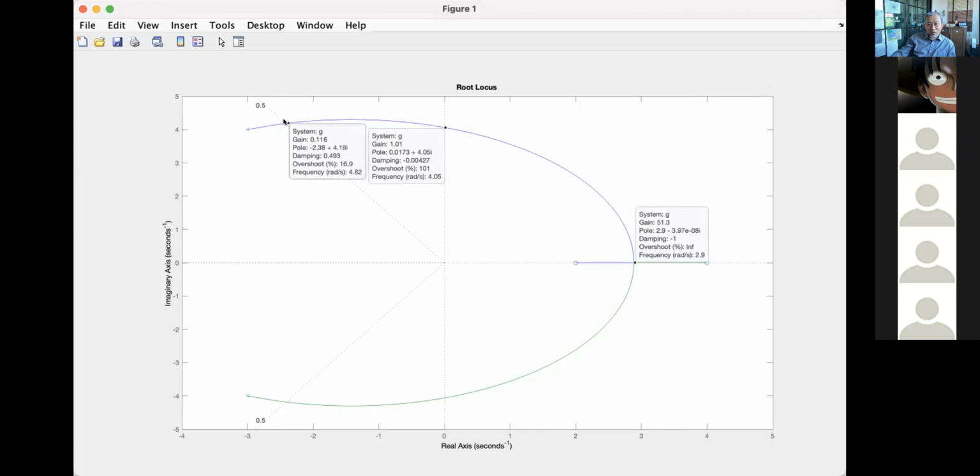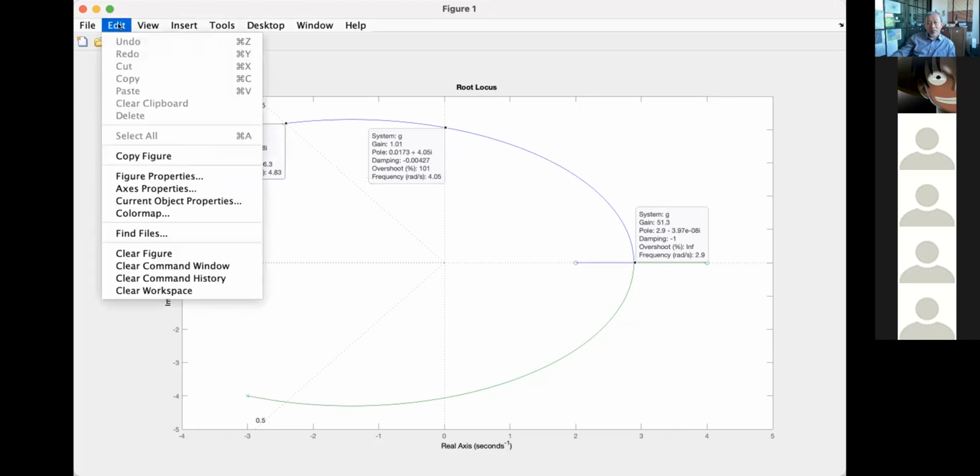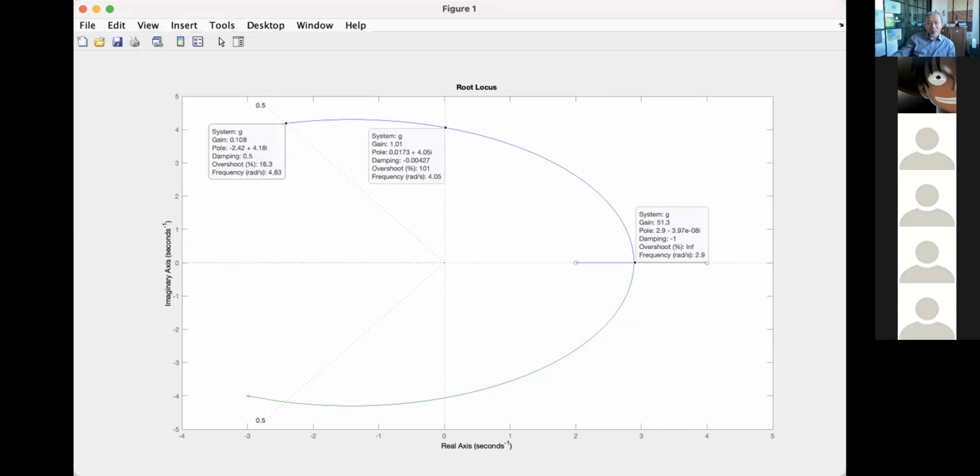the intersection with 0.5. J 4.19. 0.45 ke 0.5? 0.5. 0.45. Tu dia. Okay. J 4.18. Okay. Copy figure. Share.